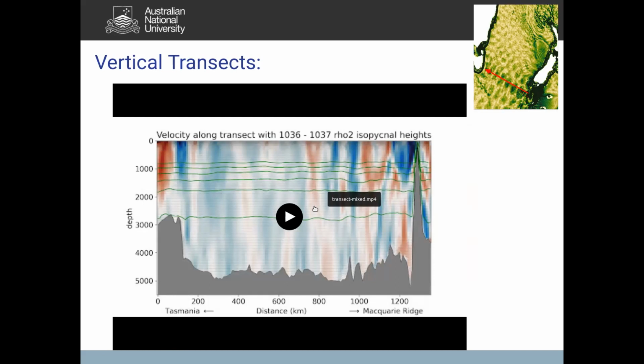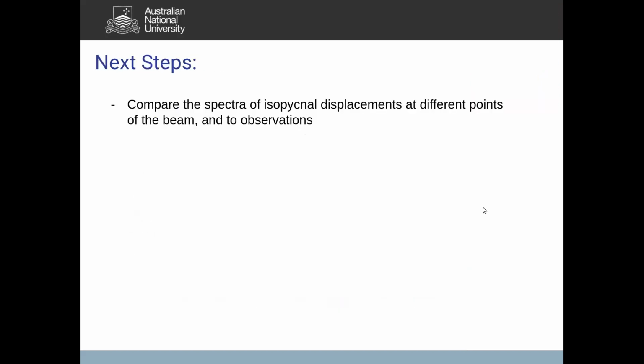That's where I'm up to now. I just finished running those models before I left Australia. And with this trip, I was hoping to learn about how things are done here and what the next steps should be for this project. We want to compare the spectra of the isopycnal displacements at different points of the beam and the observations. And like I said, calculate the wave energy flux and how that changes in the different models.